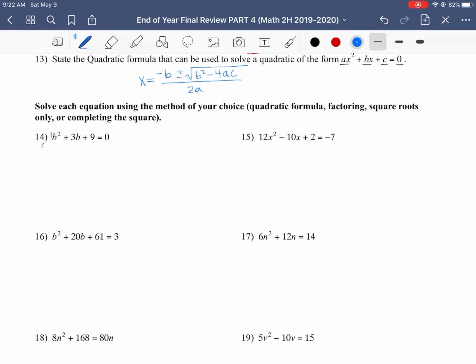So I'm going to identify my a. My a in this case, right, is 1. It's that coefficient. b in this case is 3. And c is 9. Now don't get confused because this equation uses b's instead of x's for your variable. So when we set this up, we're going to do the opposite of b, right, using that formula. So negative 3 plus or minus the square root of b squared, so 3 squared, minus 4 times a, which is 1, times c, which is 9, all over 2a.